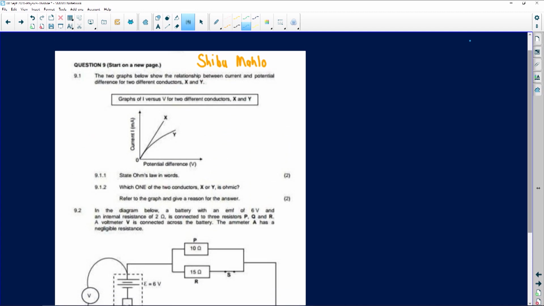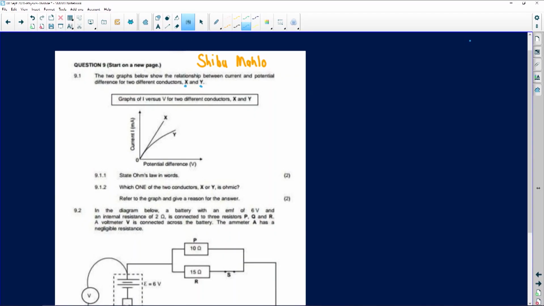So we have: the two graphs below show the relationship between current and potential difference for two different conductors, which is X and which is Y. Just to already say, if you see a graph of something like that, you must always think Ohm's law. Remember, it talks about conductors, constant temperatures, things that are directly and inversely proportional to each other, and that is how we can show it on a graph.